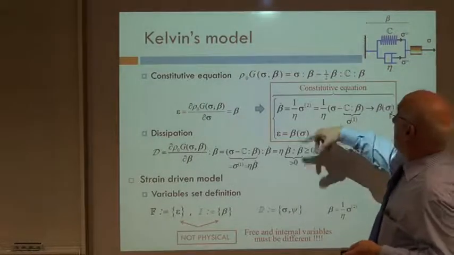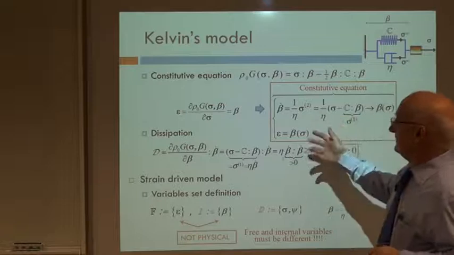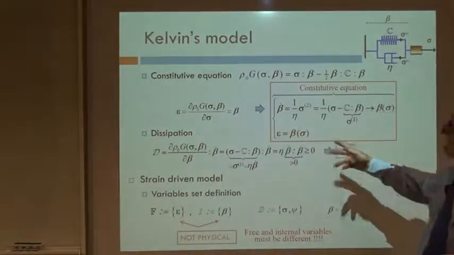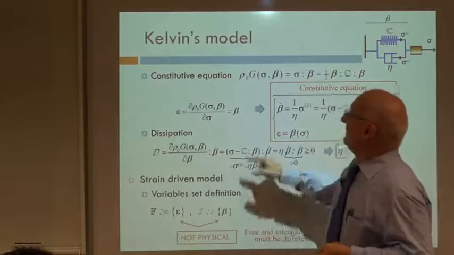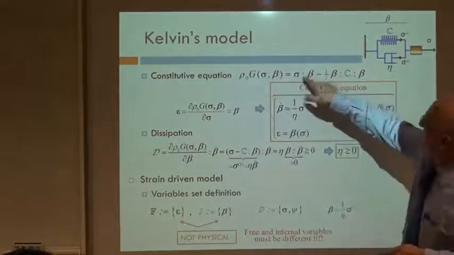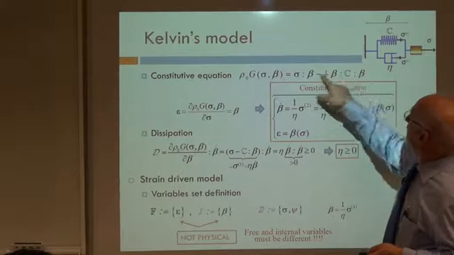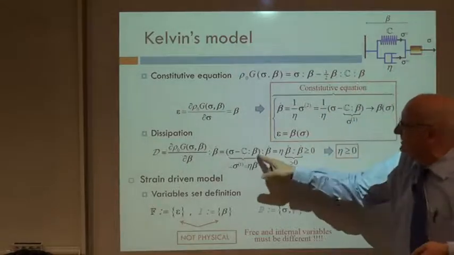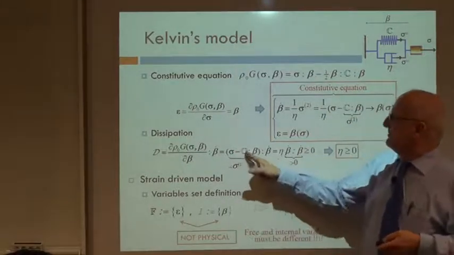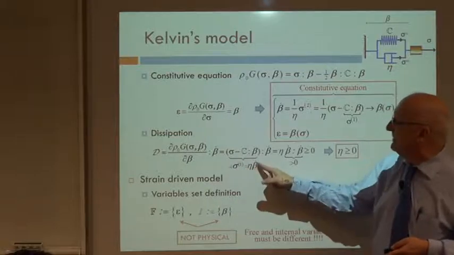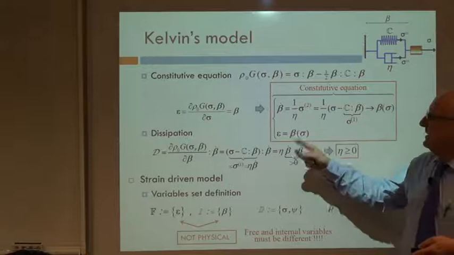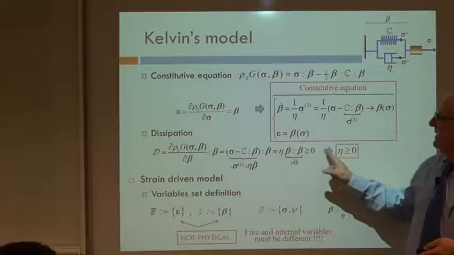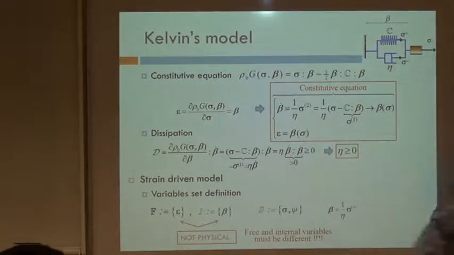And then, of course, the dissipation would be the derivative of G with respect to beta times beta dot. The derivative of G with respect to beta is sigma minus the derivative of the elastic part with respect to beta, which is C times beta. So sigma minus C beta is sigma 2, which is eta times beta dot. Finally, we obtain that expression for the dissipation. And again, we see that the consequence of that is that the viscosity has to be greater than 0.